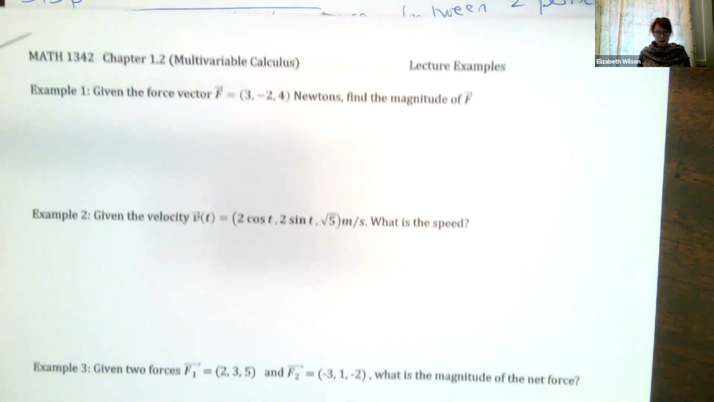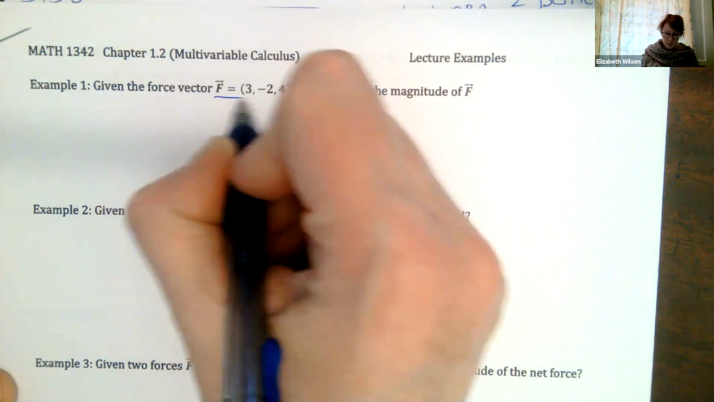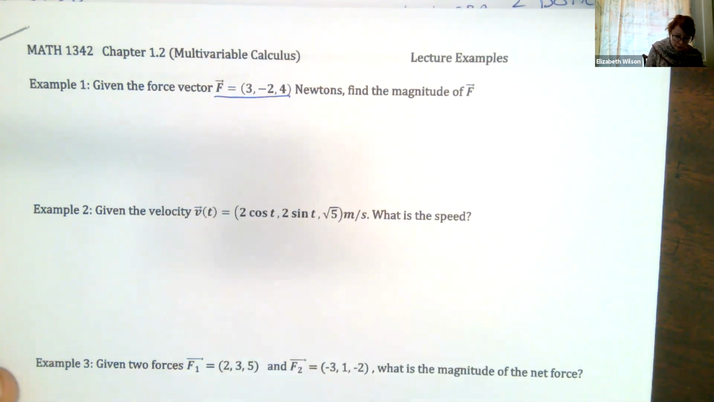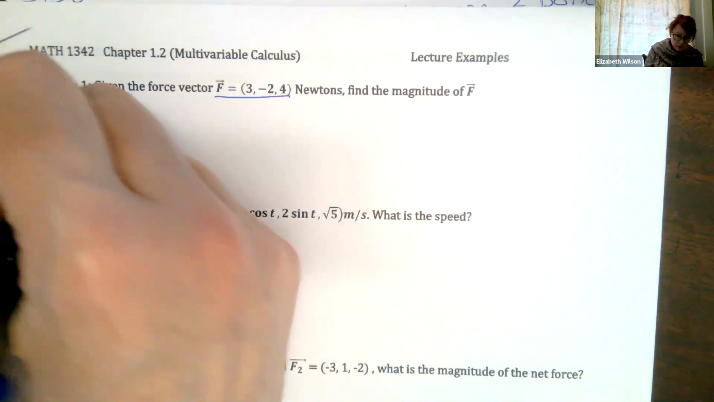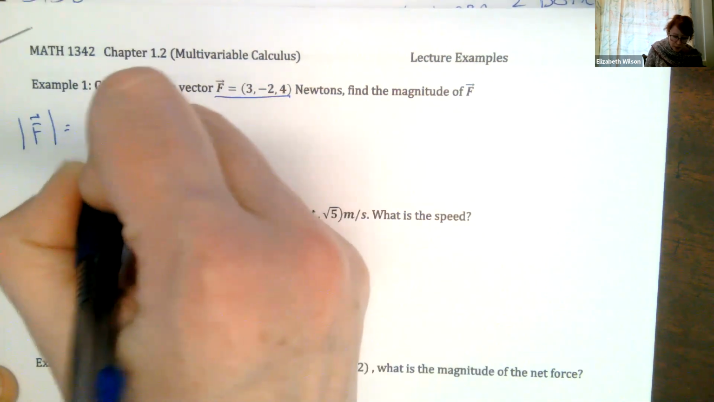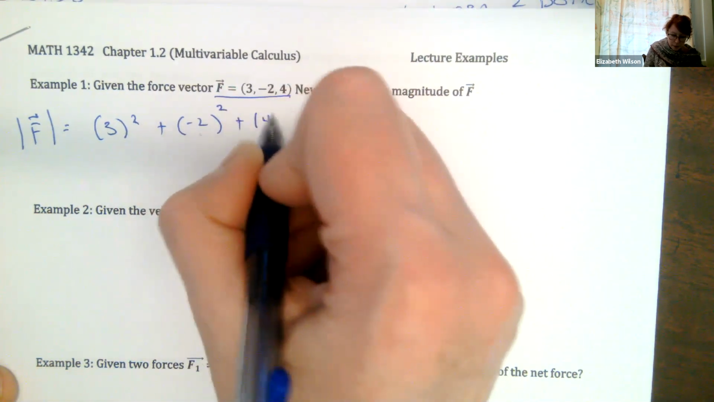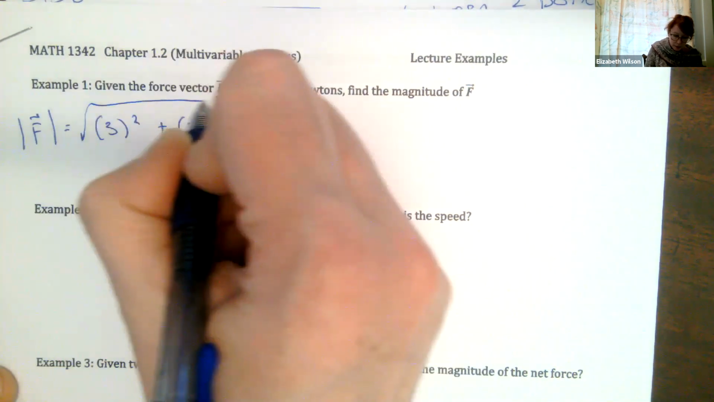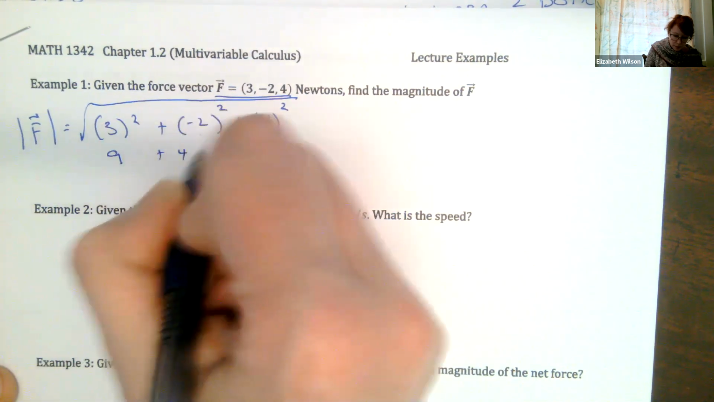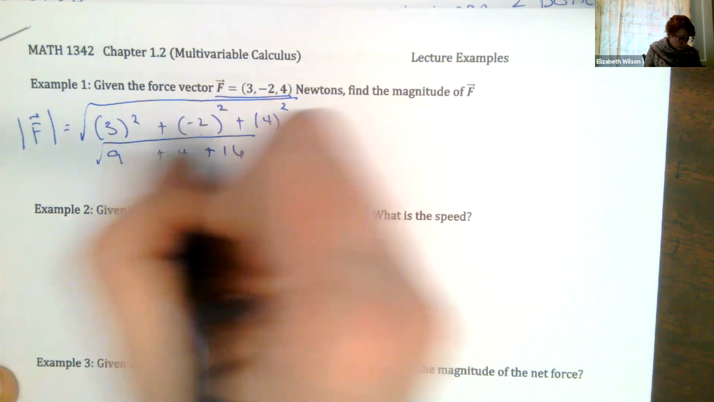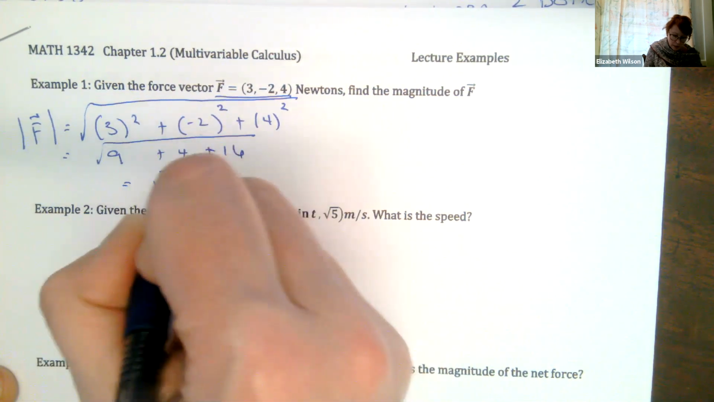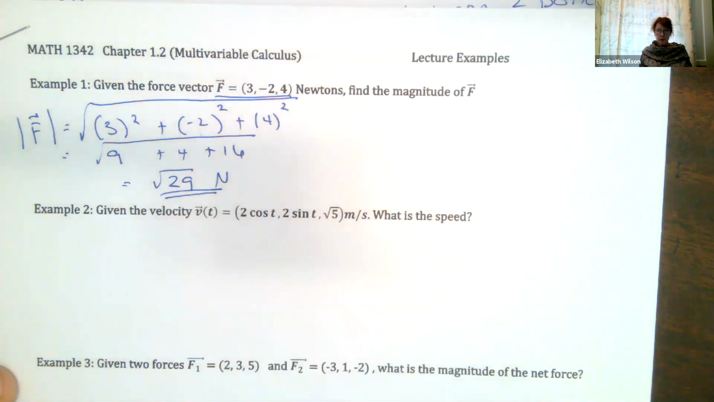Okay, looking at my lecture examples for chapter 1.2. Lecture example number 1 says, we've got this vector here. What's the magnitude of F? I take each component and square it, so the -2 I square in parentheses, add it all up, and then take the square root. So this is 9 plus 4 plus 16, which is equal to radical 29. This is our magnitude. You can leave things in simple radical form. You don't have to give me a decimal.